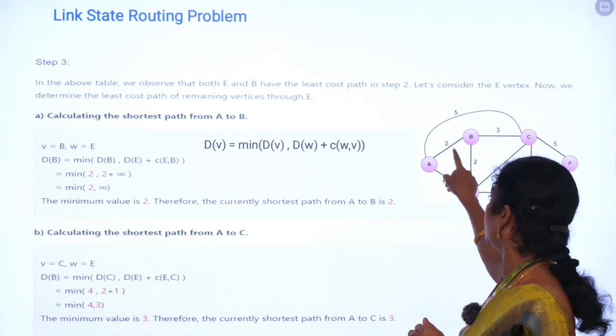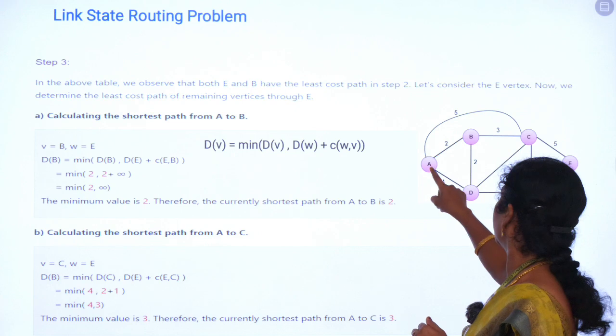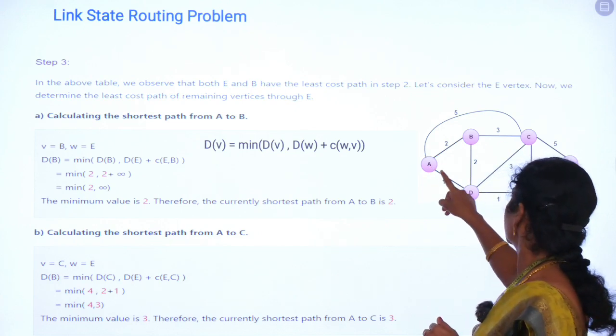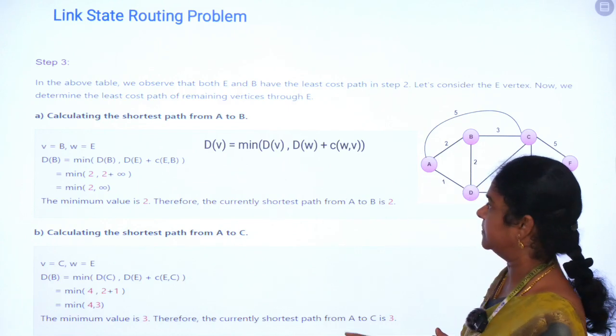Through E you find out A to B, and A to D is already completed, so no need to find out D. Then A to C, and E is a root node, so A to F through E. Okay, first is A to B.